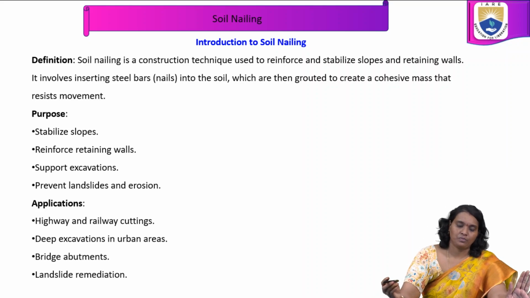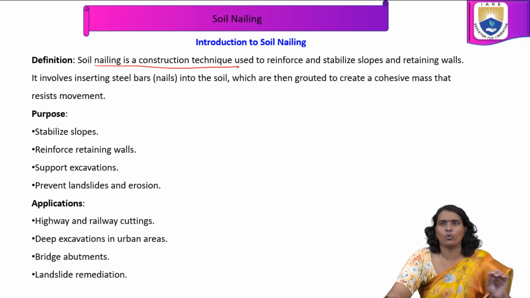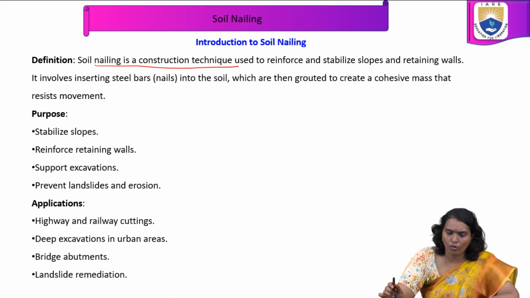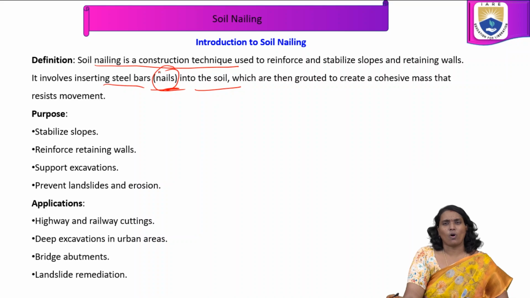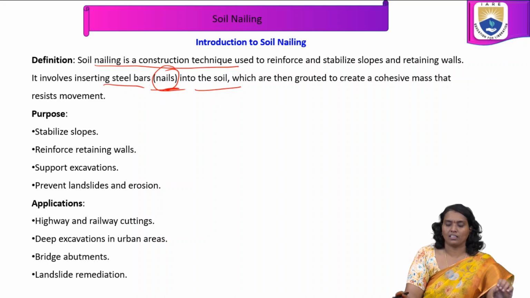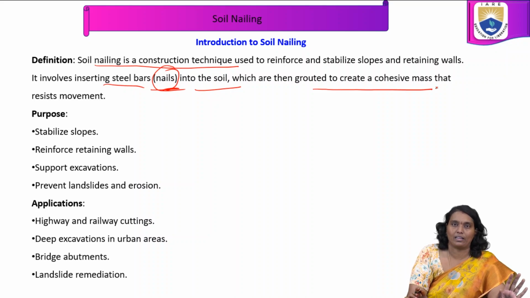Soil nailing is a construction technique which we use to reinforce and stabilize slopes and retaining walls. It involves inserting steel bars or nails into the soil. That's why this is called soil nailing. The steel bars inserted into the soil are grouted to create a cohesive mass that resists movement.